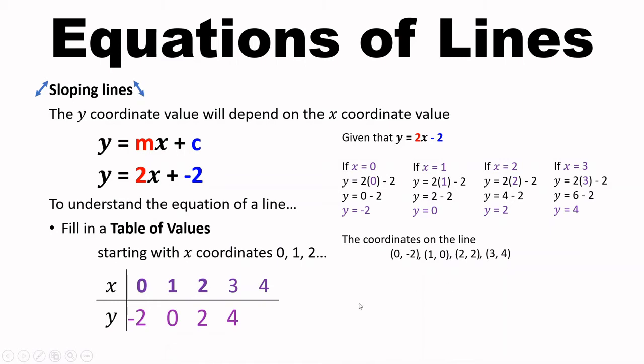I hope you're starting to see the pattern here because I'm running out of space. Have a look at the first few coordinates we found in our table of values. Negative 2, 0, 2, 4. Do you notice the pattern? From negative 2 to 0, we're adding 2. From 0 to 2, we're adding 2. From 2 to 4, we're adding 2 again. We seem to always be adding 2's.